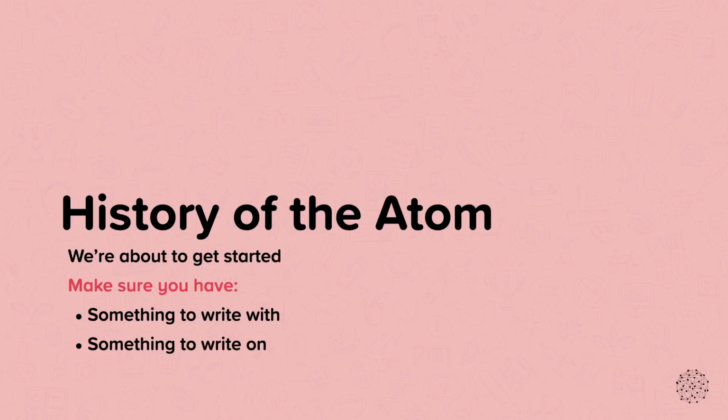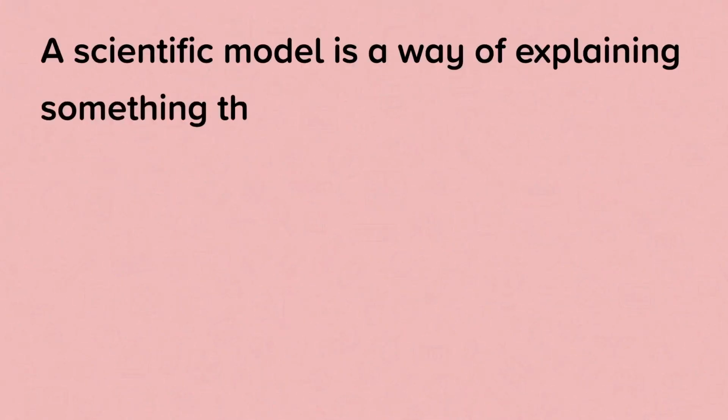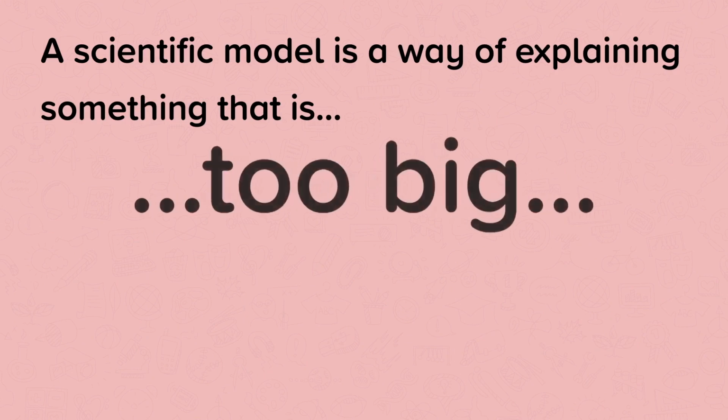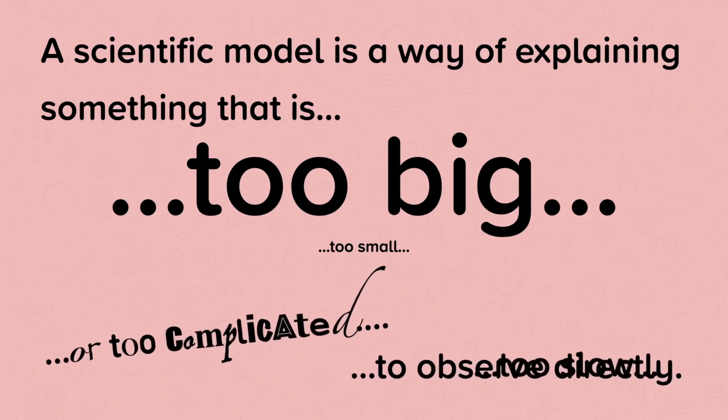Okay, so first of all, let's have a think about what a model actually is. Not this sort. We're interested in scientific models today. So a scientific model is a way of explaining something that is too big or too small or too fast or too slow or too complicated to observe directly.